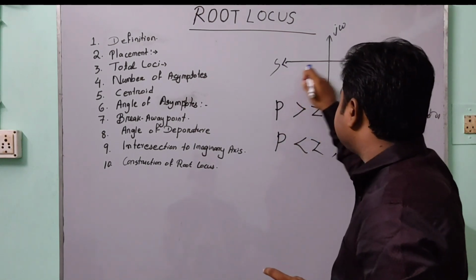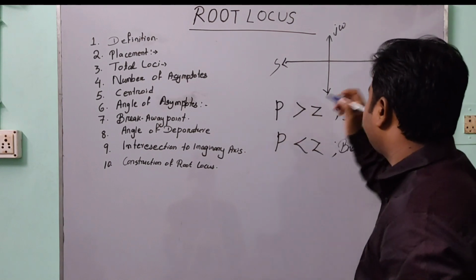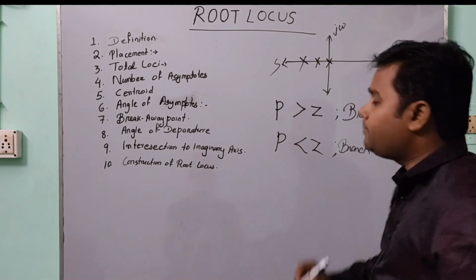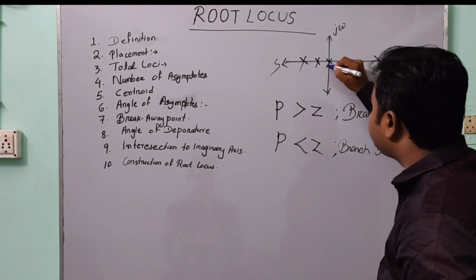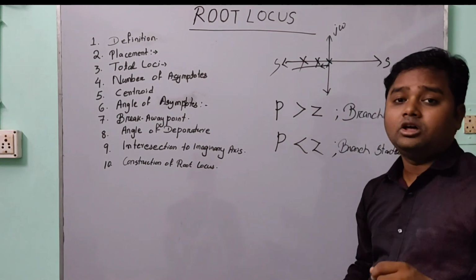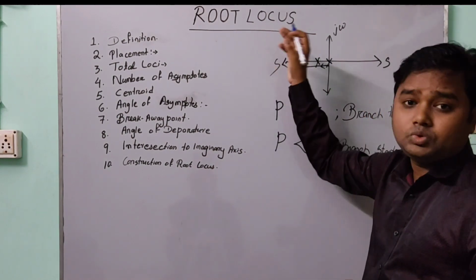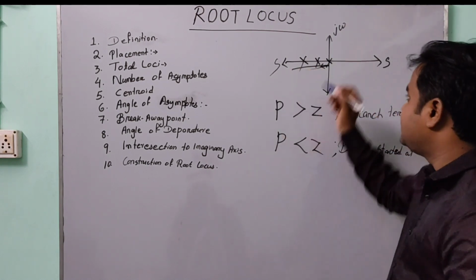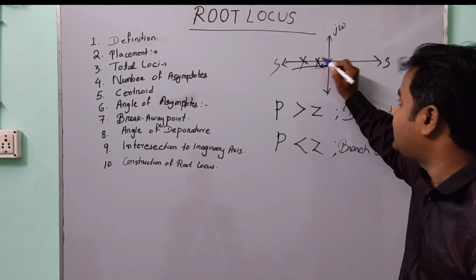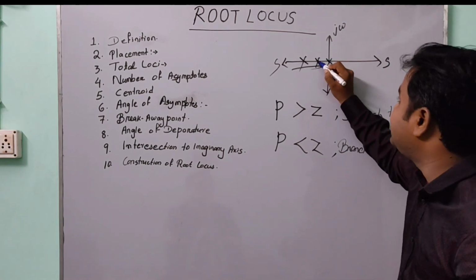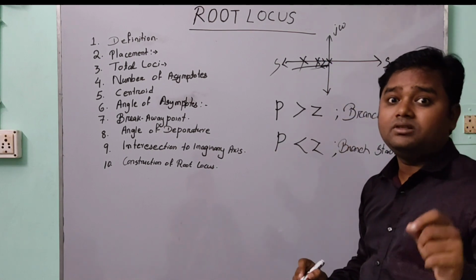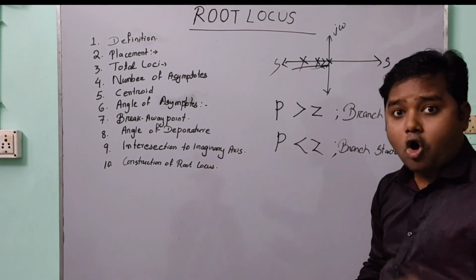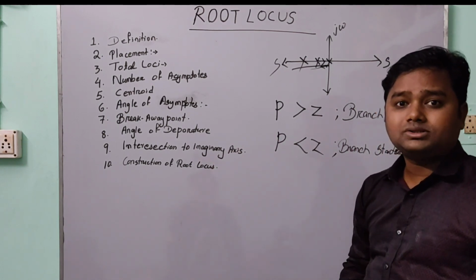Suppose this is the S plane and one pole is here, one pole is here and one pole is here. If you are moving from the origin to the left side, where will the root locus exist and where will it not? Suppose we are moving to the left side. At this place only one pole is on the right hand side. If the number of poles and zeros from one point towards the origin is odd, then within this region the root locus exists.